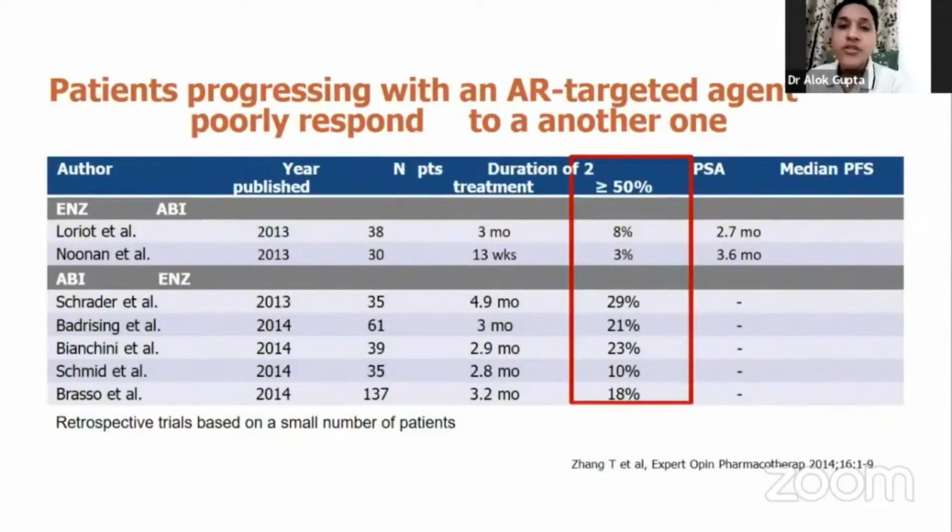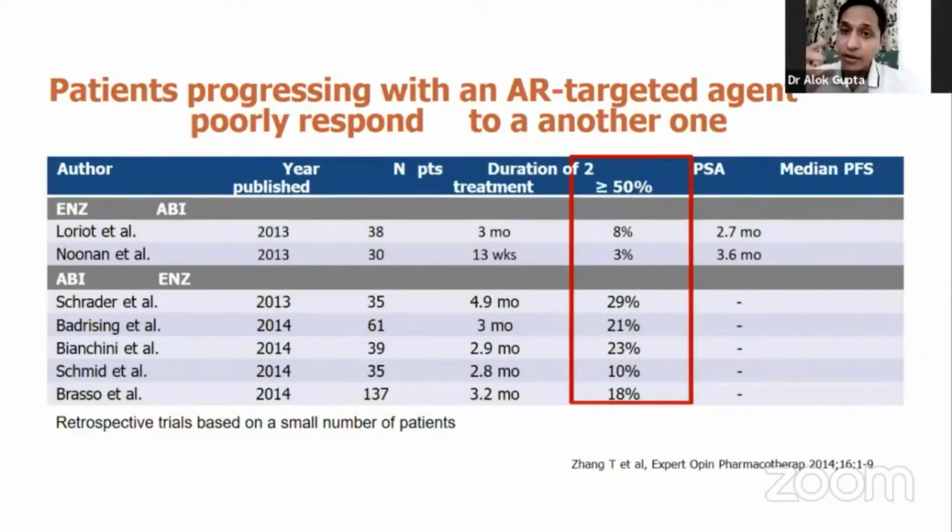Now, what are the response rates if suppose we do have to use these agents in sequence, and many a times we do use these agents in sequence simply because some of our patients are not fit to receive chemotherapy, and we are left with very limited choices, and so we do have to sequence them. So if we were to sequence them, then enzalutamide followed by abiraterone results in very dismal response rates to the tune of around 3 to 8%. However, abiraterone followed by enzalutamide results in slightly better response rates ranging from around 10 to 30%. So if we were to sequence them, the sequence should be abiraterone followed by enzalutamide.